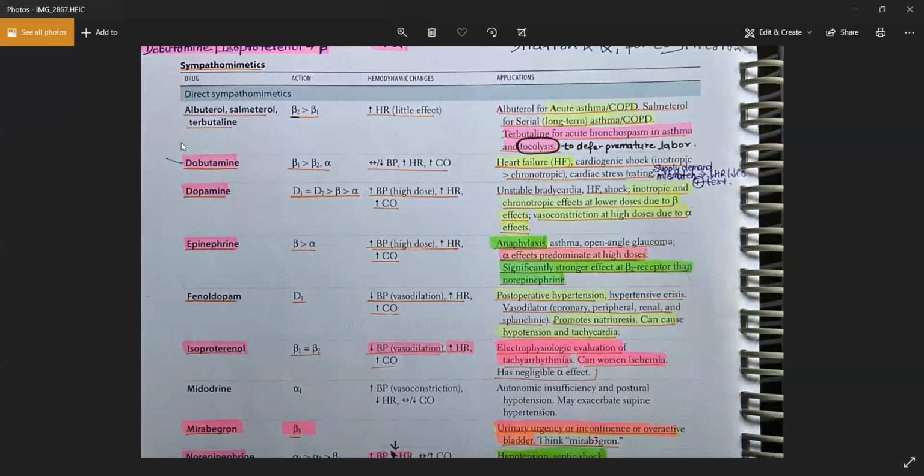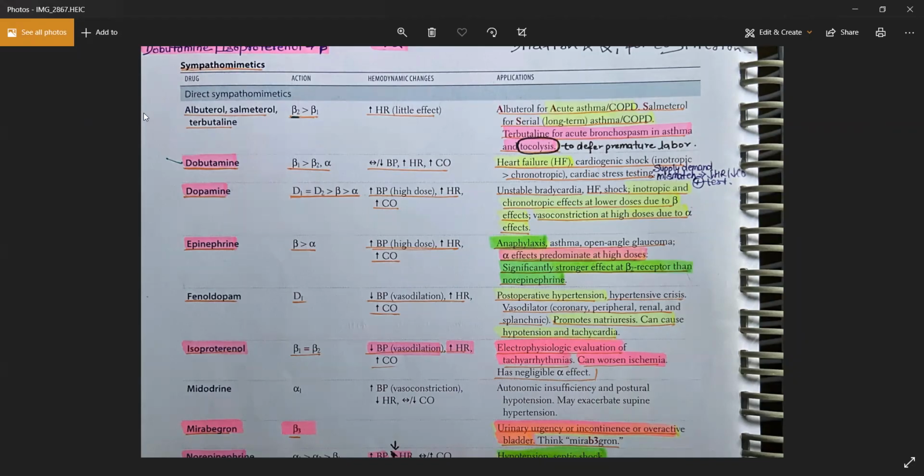So now the agents which have a predominant beta 2 effect are albuterol, salmeterol, and terbutaline. They will cause a little increase in the heart rate because they have a very minor beta 1 effect. They have a major beta 2 effect. So what are they going to do in the lung? They will cause bronchodilation, so they are used for the treatment of acute asthma.